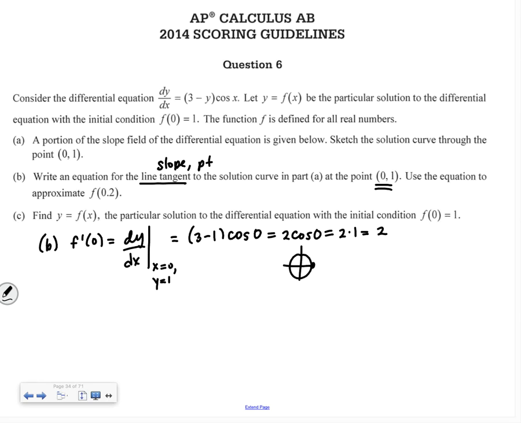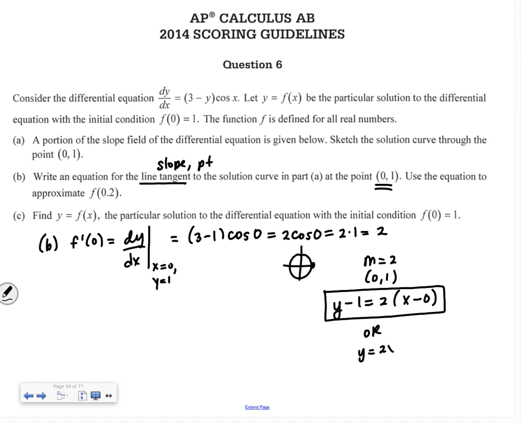So that means our equation of our tangent line uses m equals 2, and it uses the point 0, 1. Just like algebra, we have y minus 1 equals 2 times x minus 0. You could write it in point slope form, or you could recognize that 0, 1 is a y-intercept and just say y equals 2x plus 1. Typically if it's a harder point, not a y-intercept, then you would want to leave it in that point slope form.